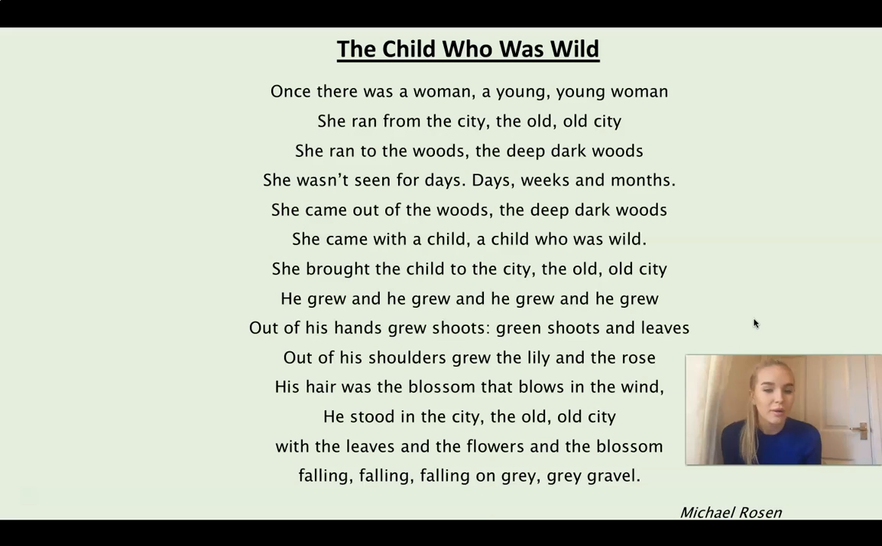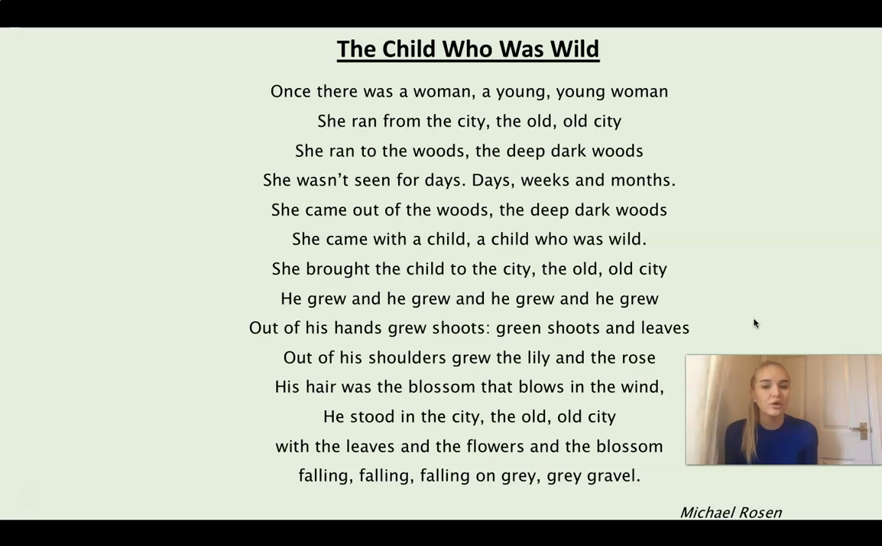Was this narrative poem about what you thought it was going to be about? Brilliant. So we were right. There were main characters such as the woman and the child. Now we know that there was a woman who was running from the city, who ran to the woods. And suddenly she came out of the woods with a child and brought this child to the city.